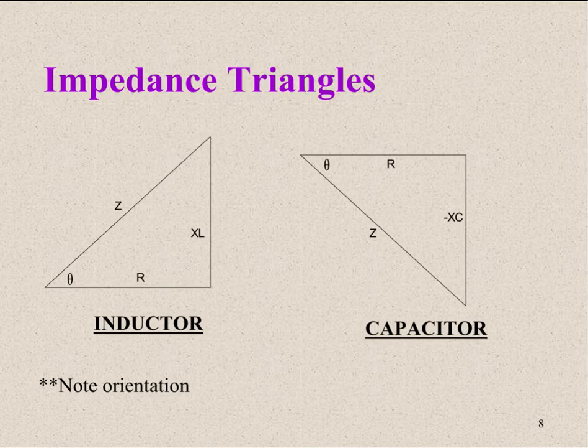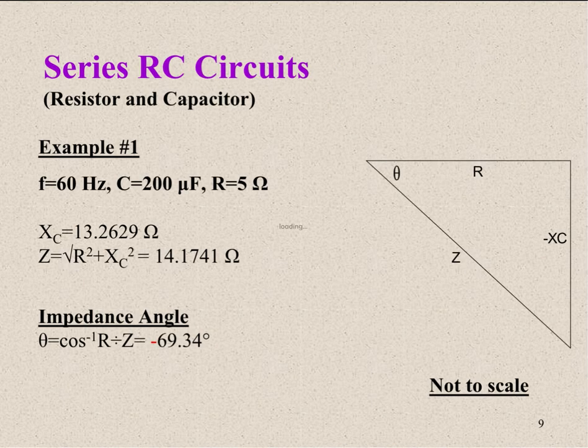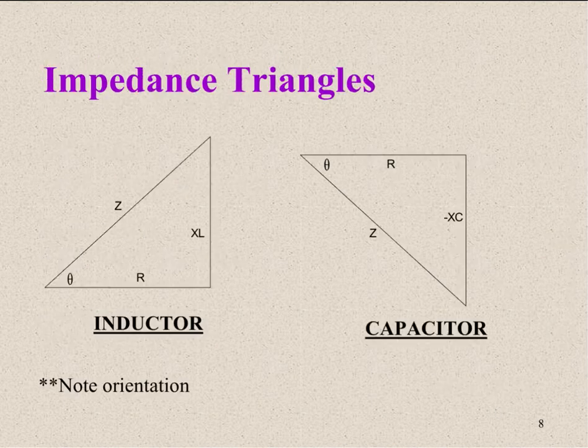Impedance triangles. And so here we have an inductor on the left, and we have the capacitor on the right. Notice that for the inductor, the resistor goes on the x-axis, the inductive reactance XL goes vertically. So this would be the resistance here. This is the x-axis.